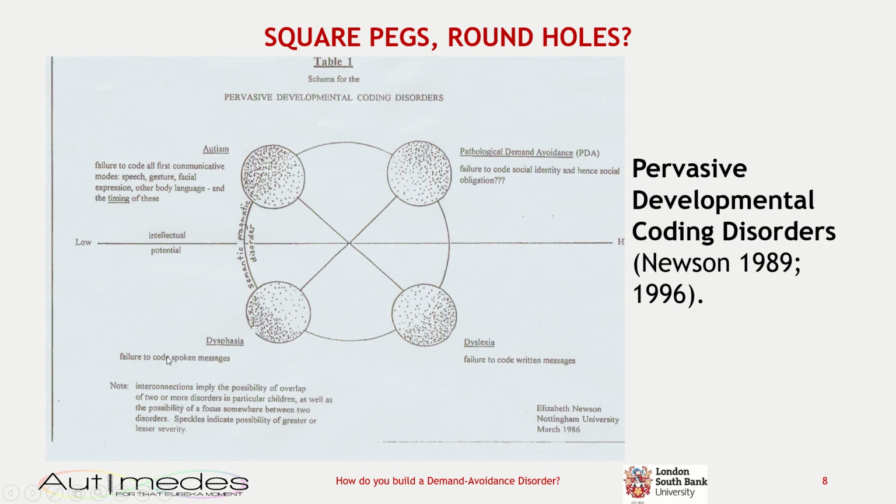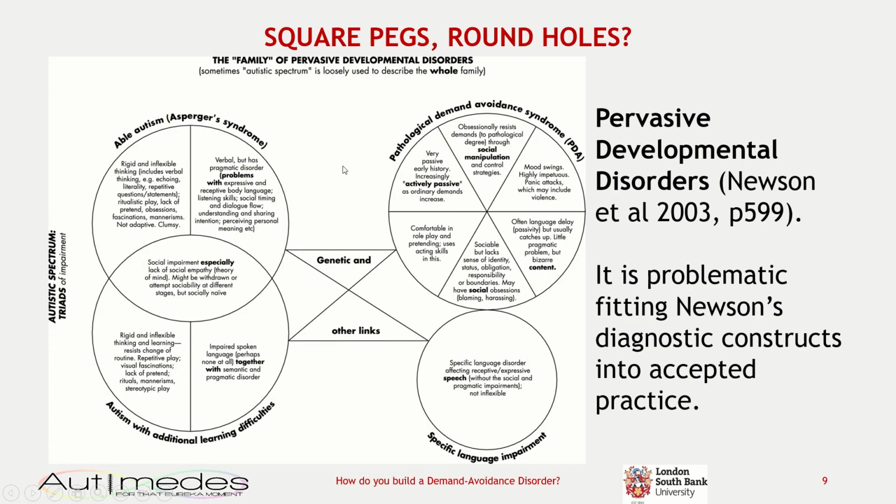And dysphagia, or aphasia as it's more commonly known, is failure to code spoken languages, and dyslexia is failure to code written languages. So later on, in her 2003 article, she collapsed aphasia and dyslexia together into specific language impairment, and she brought Asperger's out from autism, so they're still overlapping in the same autism spectrum. She's also helped to explain how she views autism, Asperger's and PDA clinically.